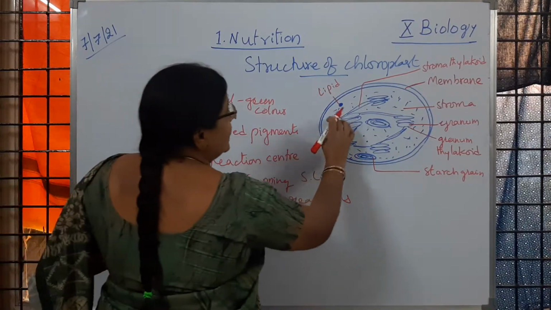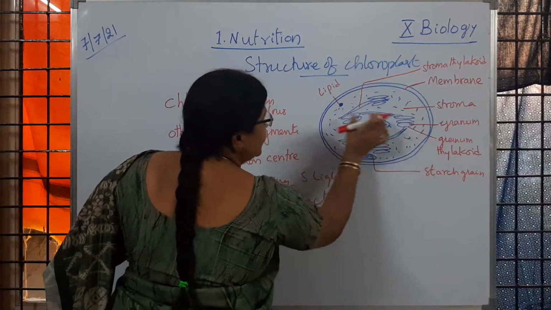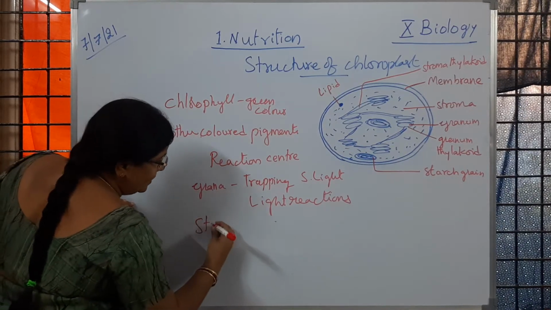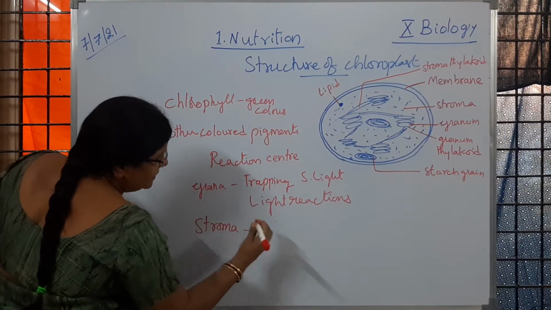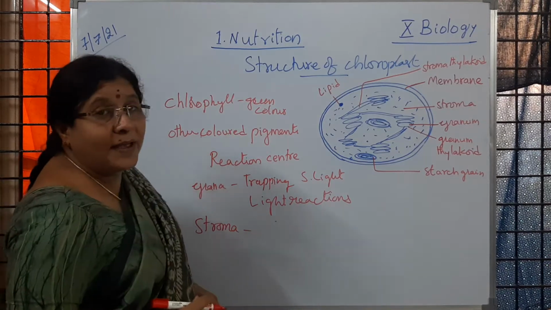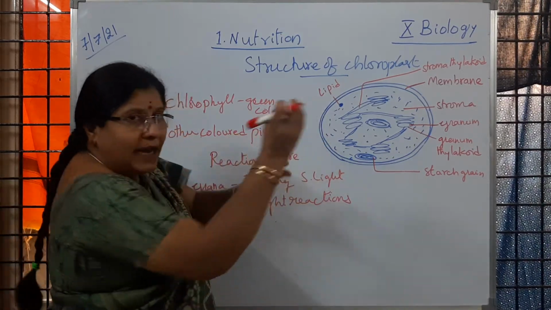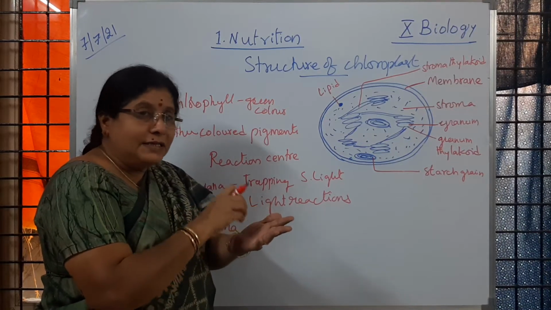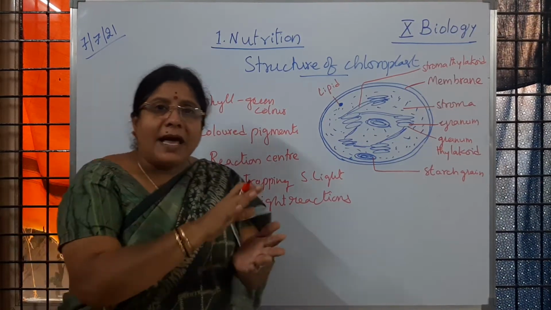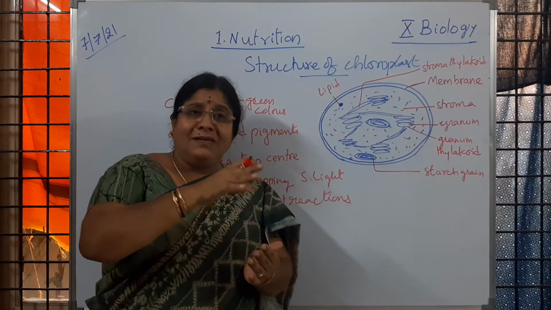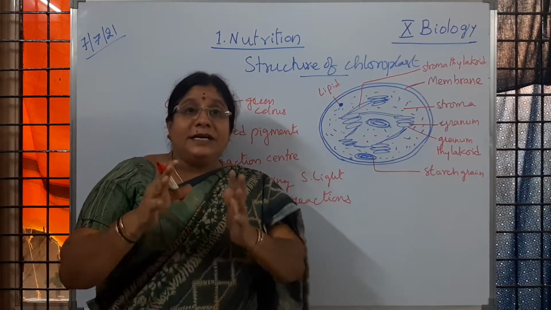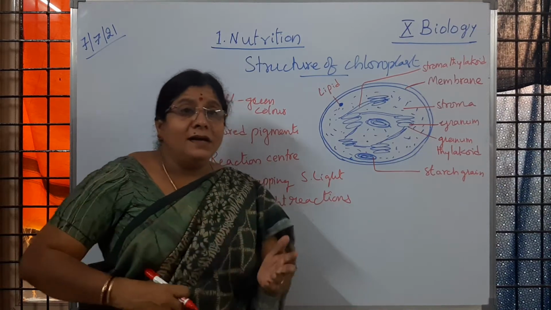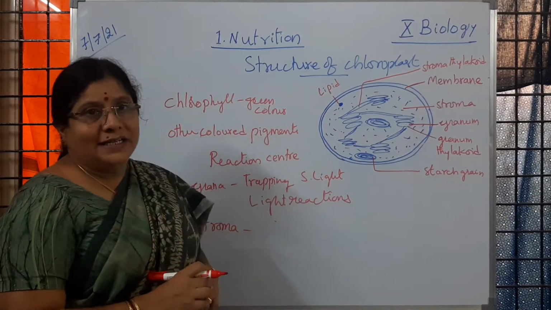Whereas the colorless fluid content which is present in the entire chloroplast, we call it stroma. So in the stroma, what is going to happen? In the first step, the light is fixed in the grana, and after fixing, it is going to help in preparing energy rich molecules, and those energy rich molecules are going to help in fixing the carbon dioxide.